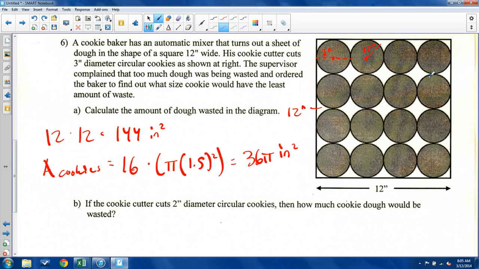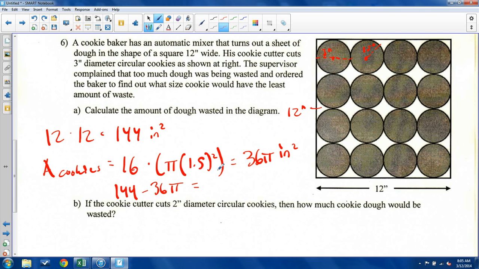The question is, what's the dough being wasted? So what's 144 minus 36 pi? This one's something I would prefer that you rounded. 144 minus 36 times, use the pi button. That's about 30 point, well, here. Let me do 36 pi first. 36 pi.